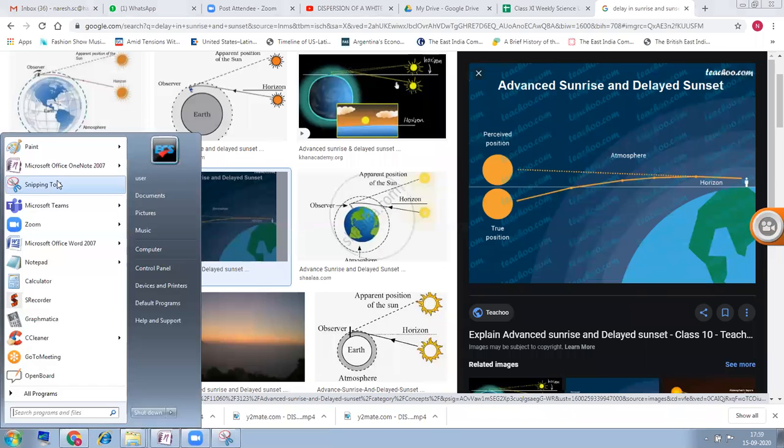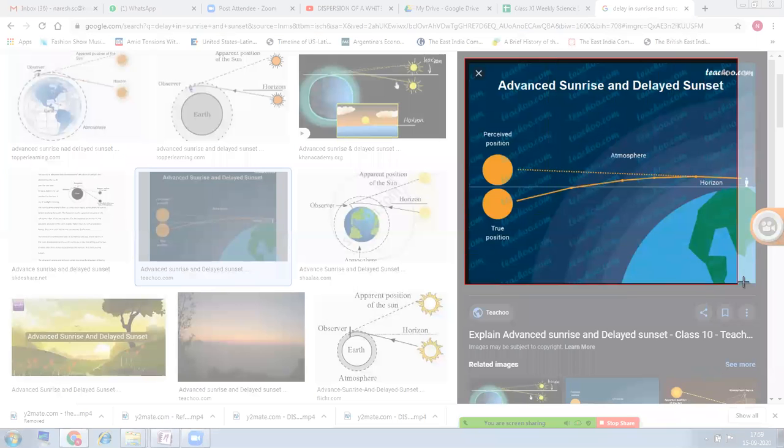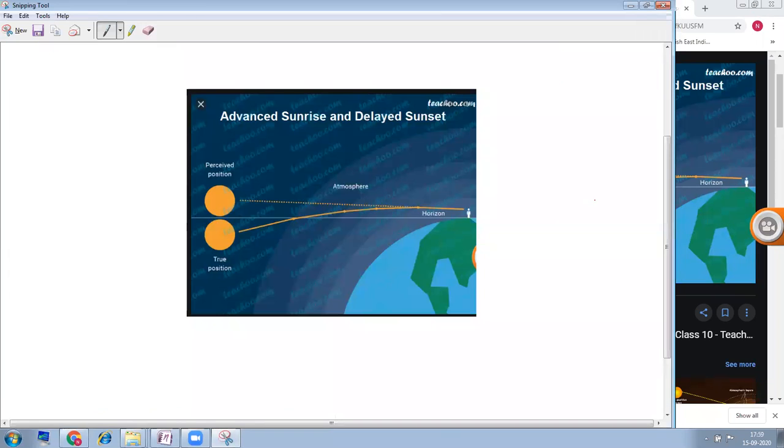I'm showing the diagram. From the diagram, can anyone explain? The logic behind this is refraction only. Refraction due to the atmosphere. Sir, can I try? Yeah.